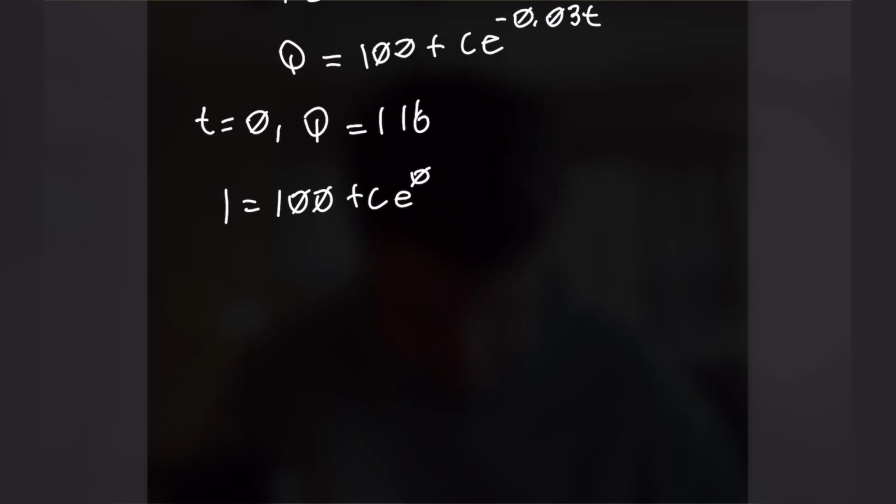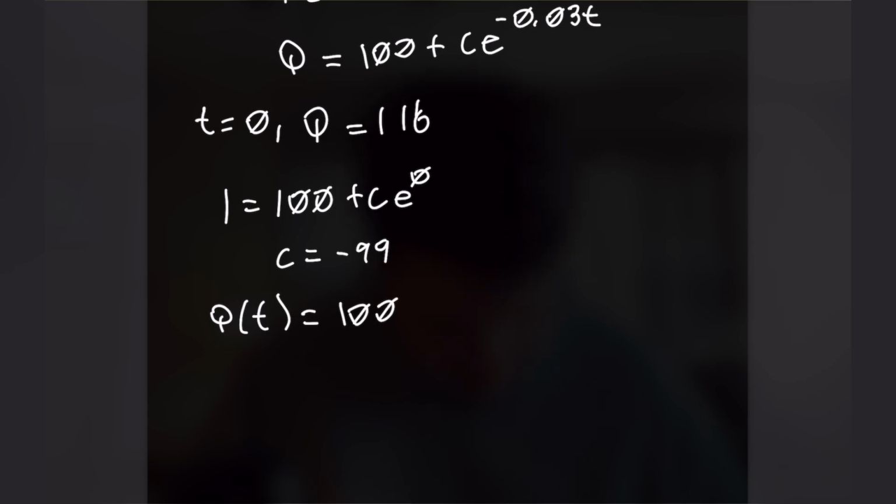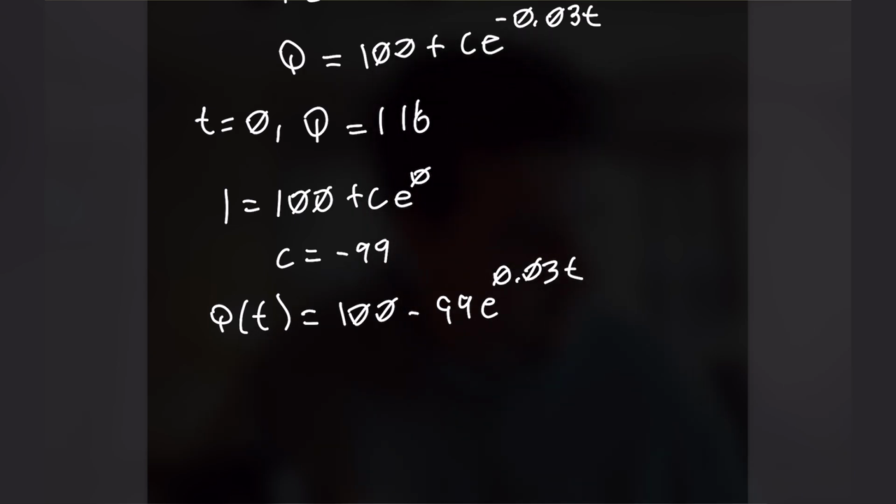So that means that our C is going to be equal to negative 99, and our final equation for our salt with respect to time is going to be equal to 100 minus 99 times e to the 0.03 t. So that completes our first objective for this problem.